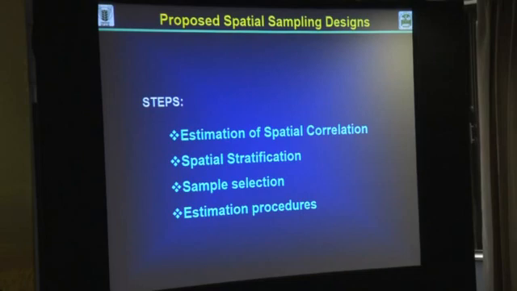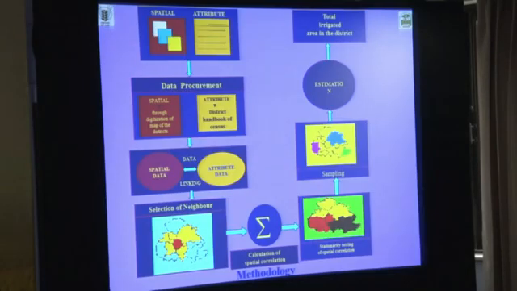So basically we have tried to exploit spatial correlation, which shows the dependency in the data. And I'll show you the proposed sampling design, in which we first estimate the spatial correlation and go for the spatial stratification. Then a sample selection design has been developed, particularly keeping into account the spatial correlation. And finally, the estimation procedures are also modified as per our sampling design. So this is the basic methodology.